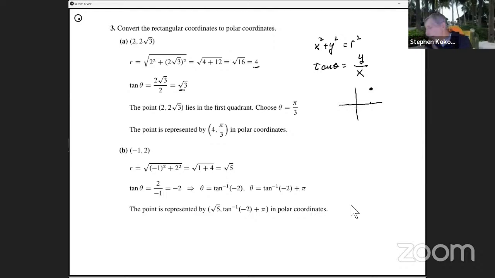And the tangent of theta has got to be y divided by x, the square root of 3. Can I come up with an angle theta that is going to be in the first quadrant, whose tangent is the square root of 3? I think that's a common angle. So that's got to be pi over 3. That means the point is represented by 4, pi over 3 in polar coordinates.